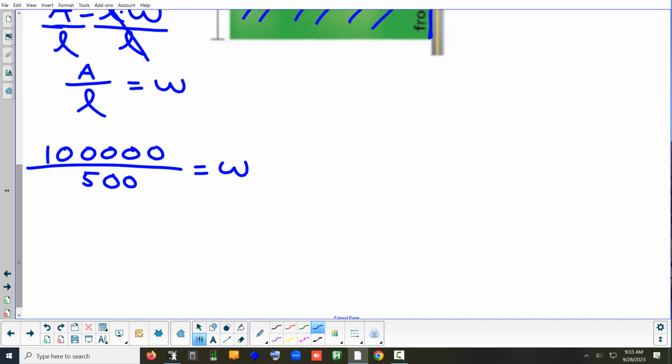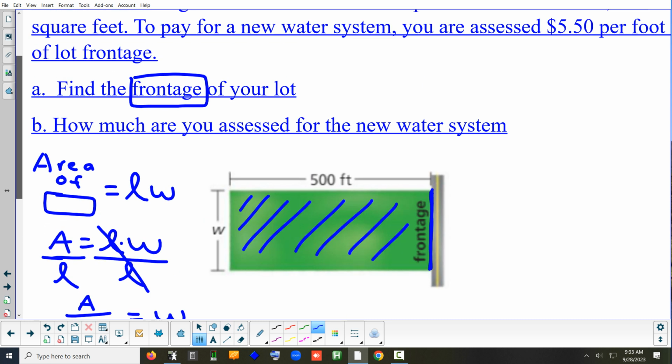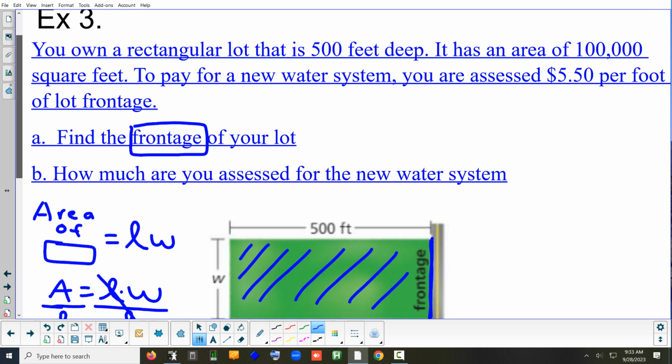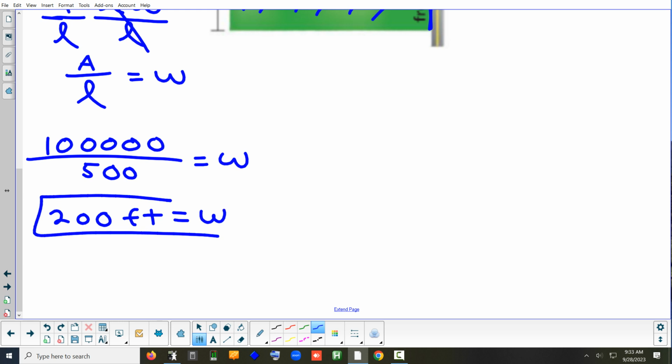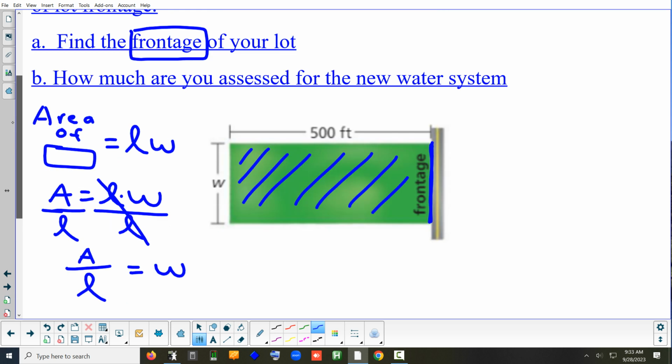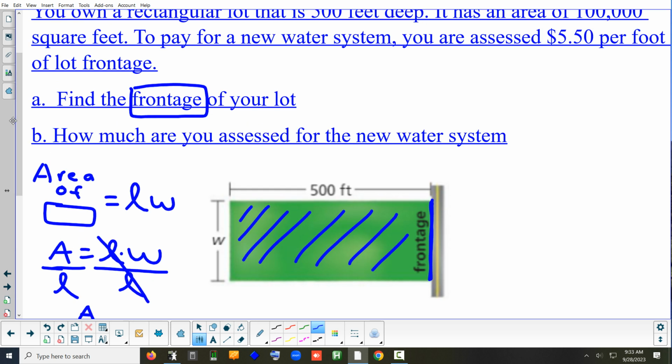Yeah, so let's write that first. So the width is 200. And what's the unit on the 200? Per feet. Per feet, right? So it's 200 feet. And that's the width of your yard. So that's part A. Find the frontage, which just means the width. I would label that in case you didn't know what that word meant.